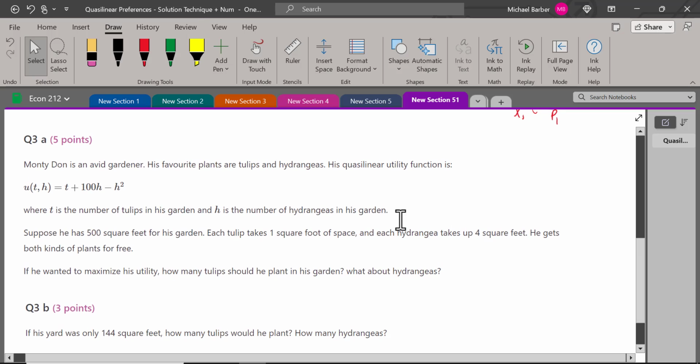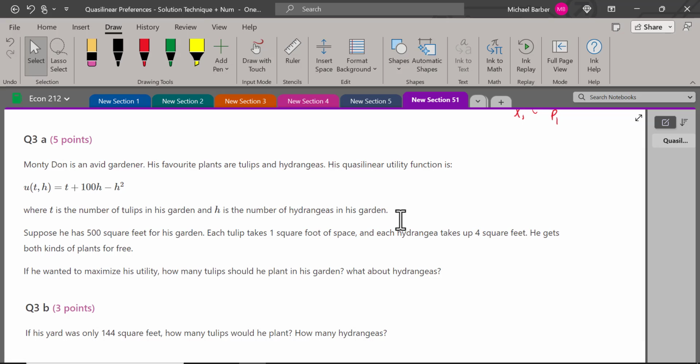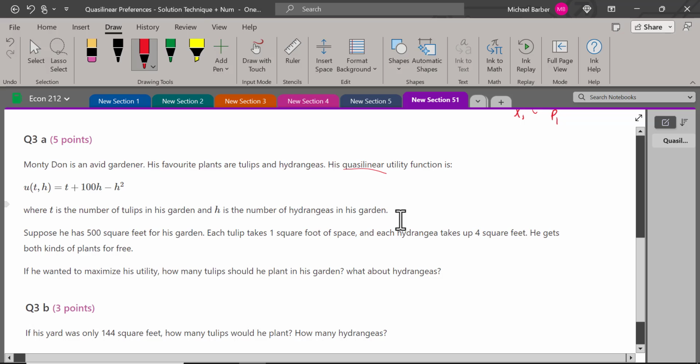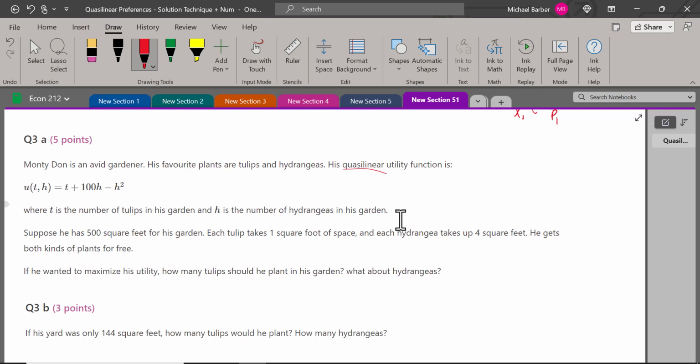So Monty Don of BBC fame is an avid gardener. His favorite plants are tulips and hydrangeas. His quasi-linear utility function is the following. So you can see it says it's quasi-linear right away, so that's helpful, but you can also just see it's non-linear in H and linear in T, where T is the number of tulips and H is the number of hydrangeas in his garden. So he has 500 square feet for his garden.